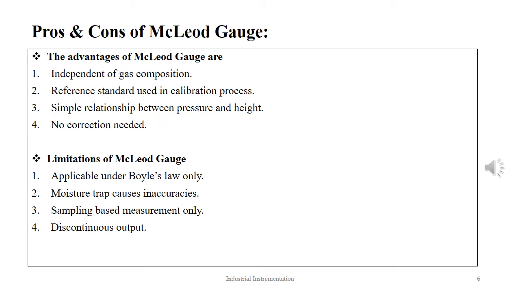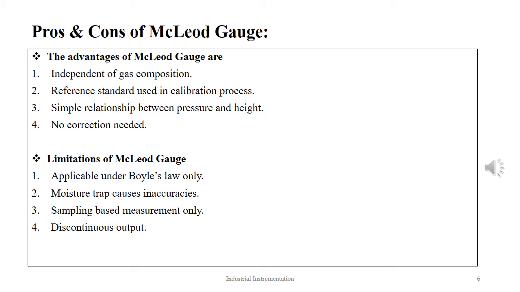The salient advantages of the McLeod gauge are that it is independent of the gas composition. It serves as a reference standard to calibrate other low pressure gauges. A simple relationship exists between the applied pressure and the height. There is no need to apply corrections to the McLeod gauge readings.